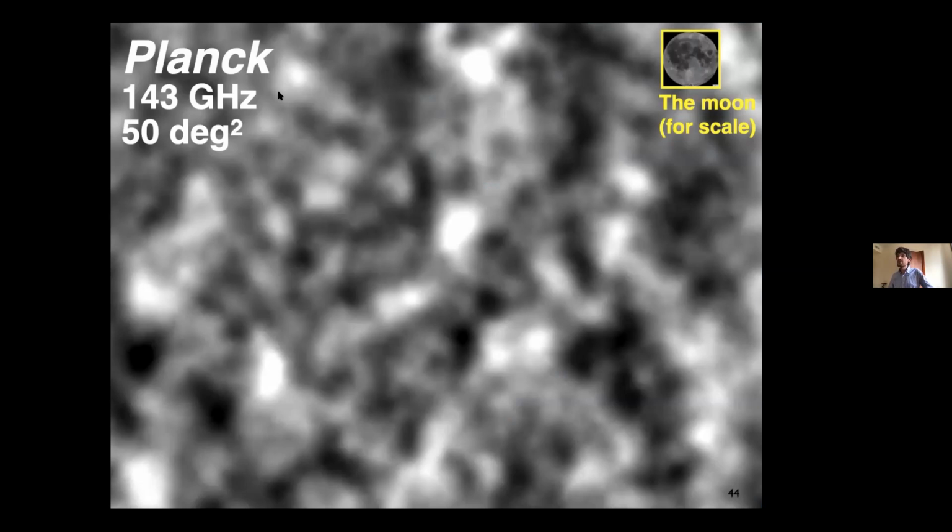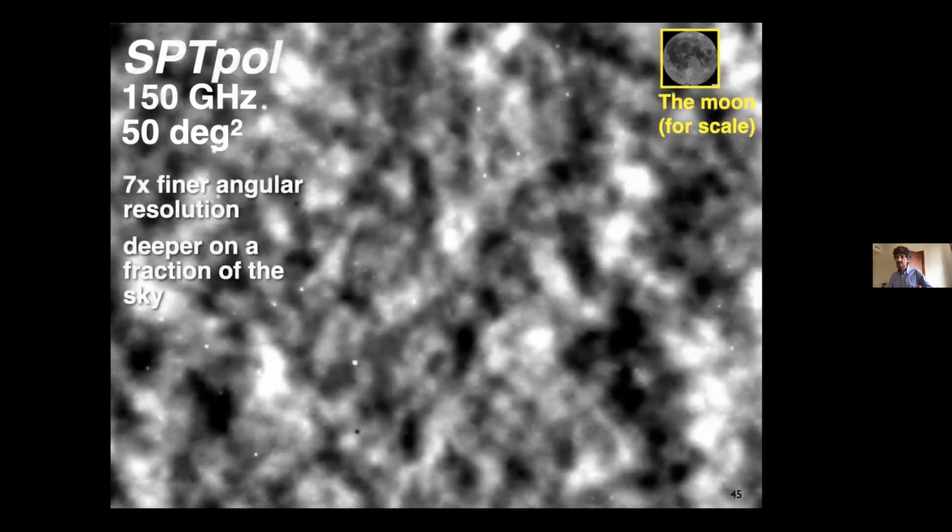For example, this is what the Planck experiment would see if you look at a patch of the sky that's about 50 square degrees. And when the South Pole Telescope looks at this same patch of the sky, we see something that looks like this. And so you can immediately start to see the science advantage of this higher angular resolution. Suddenly, all these white dots and dark spots become visible.